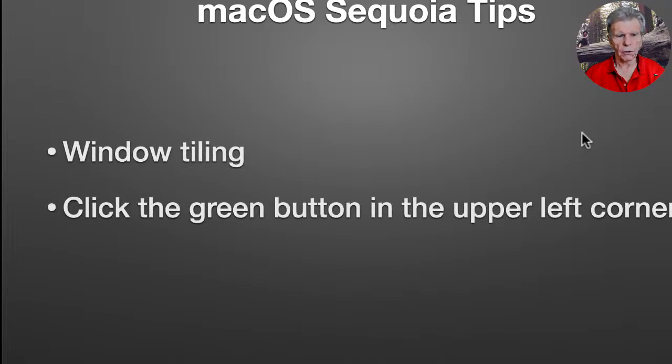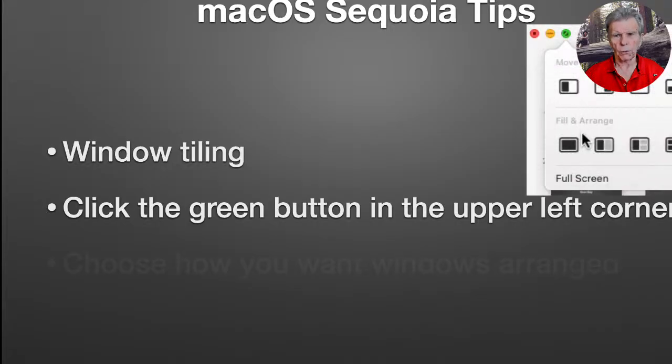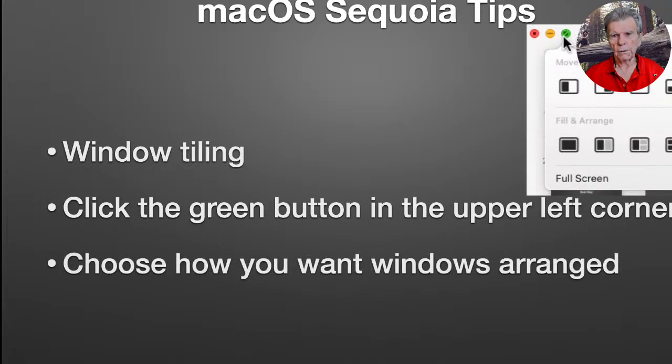Window tiling. So you click the green button in the upper left hand corner right here, and you choose what windows you want arranged. So you have these choices here, left and right, top and bottom. You can also choose half screen on the left, quarter screens on the right, and you can have quarter screens all across. So this apparently or obviously is better for large screens. On a MacBook it probably doesn't work so well.